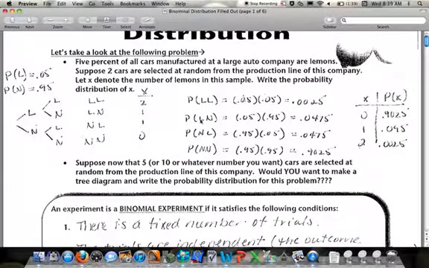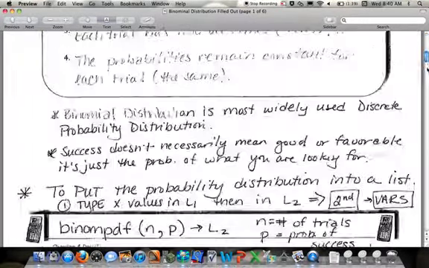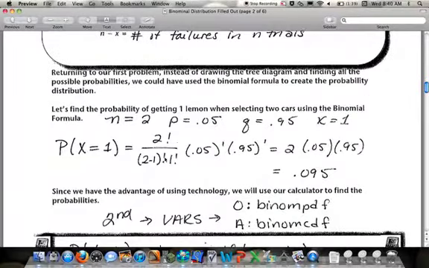how many ways could we get just one lemon? There's 2 ways. In both of those ways, I'm just doing 0.05 times 0.95. I might be flipping it, but I'm still multiplying the same 2 numbers. But since there's 2 ways to do that, that combination part of the formula takes care of the 2 ways. So I just need to account for those probabilities twice.